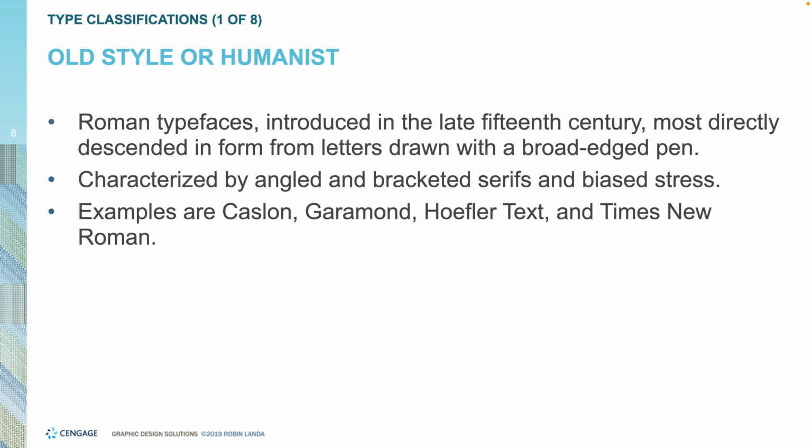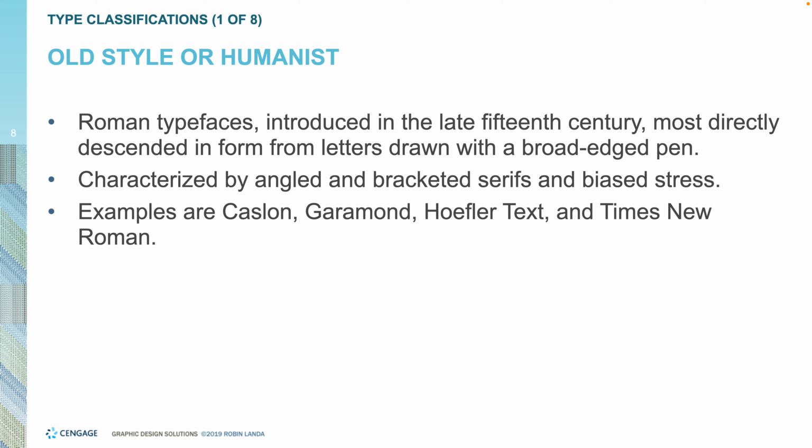So we get into our old style or humanist. These are our Roman typefaces. We start talking about 15th century. Most of these are designed, of course, from an actual pen, a broad edged pen that you would have used back in that time. So in this case, we're going to have angled or bracketed serifs. We're going to have a bias of stress, because when we talk about that normal stroke, as you're pressing down, especially with that broad edge, you're going to get variances in line thickness or stroke weights as you move through.